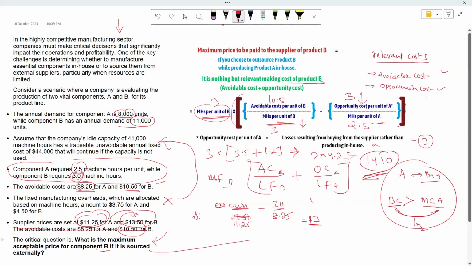This is the maximum price that we are ready to pay, because this is our in-house manufacturing cost according to the relevant cost definition. So in this way, we can solve this particular question easily. There is no need to go for totaling, finding out that 8,000 units of product A require 8,000 multiplied by 2.5 hours, and 11,000 units of B require this much, so total number of required machine hours is this much, and so on. Not needed. The simple logic we can use and we can solve this problem. That is my shortcut formula. Thank you so much.